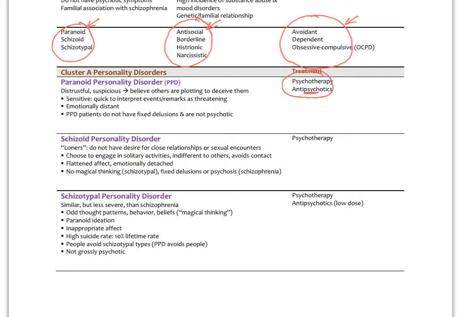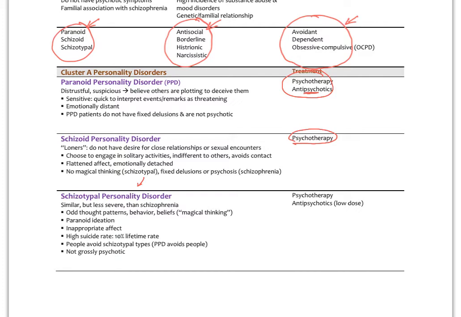Schizoid personality disorder are the loners. They don't have a desire for close relationships or sexual encounters. They choose to engage in solitary activity. They program on the computer or play video games all day, alone in their room. They're indifferent to others. They avoid contact. They have a flattened affect. They're emotionally detached. There's no magical thinking, which is true of the schizotypals, but they might have fixed delusions or psychosis, like in schizophrenia. It's a little more severe, schizoid personality disorder. Psychotherapy is the main approach given for this.